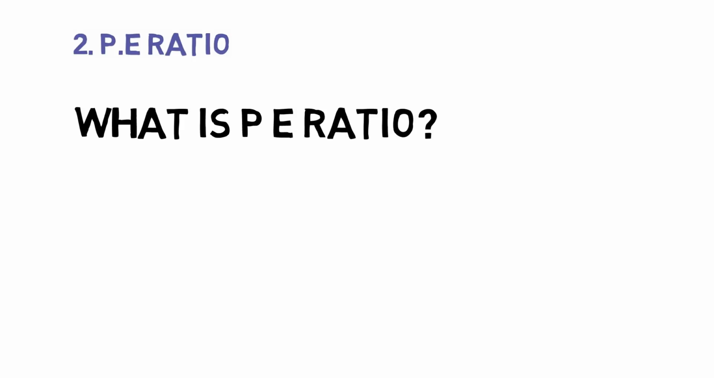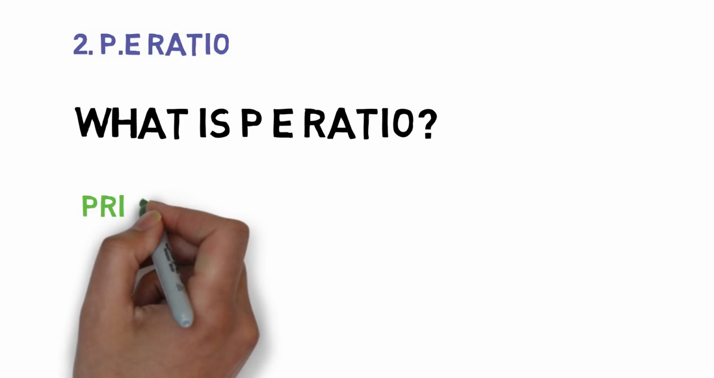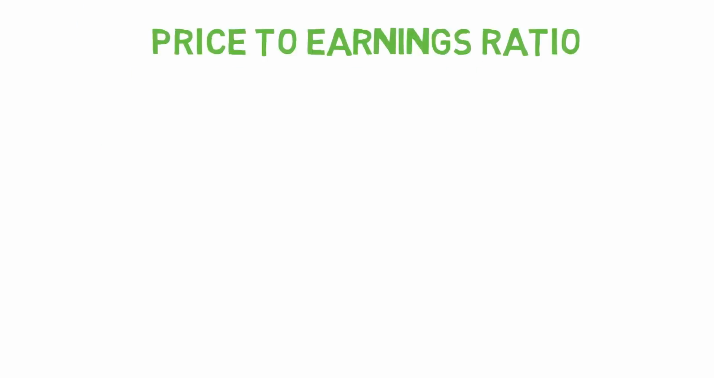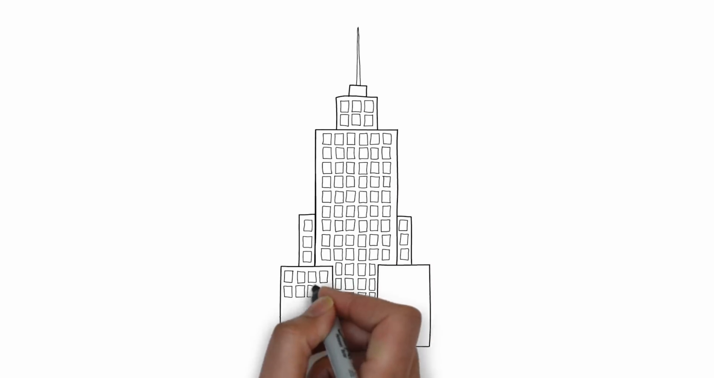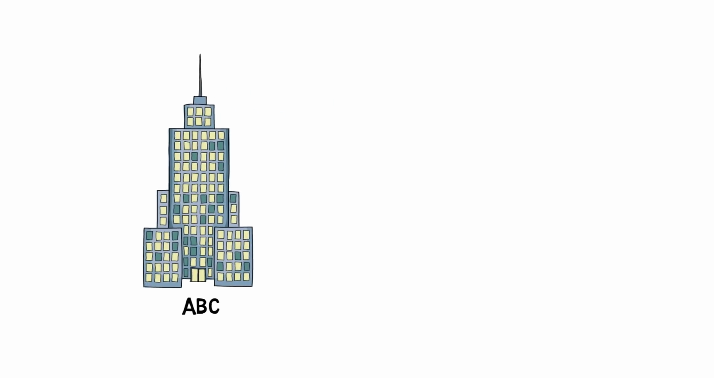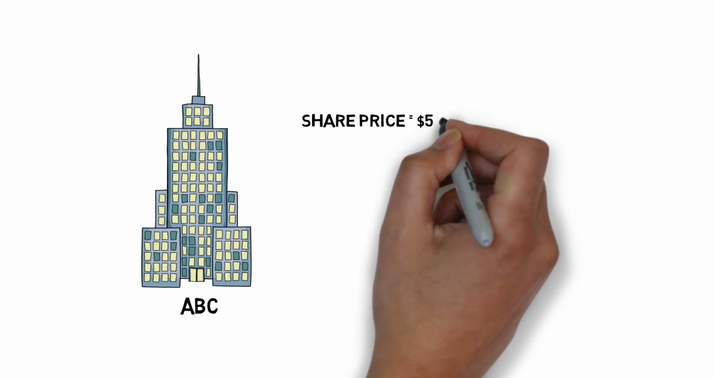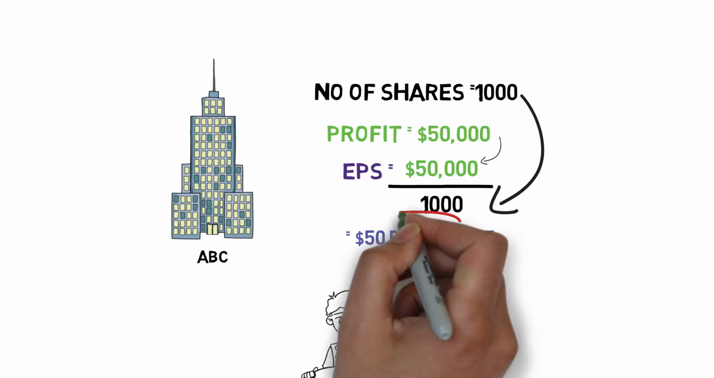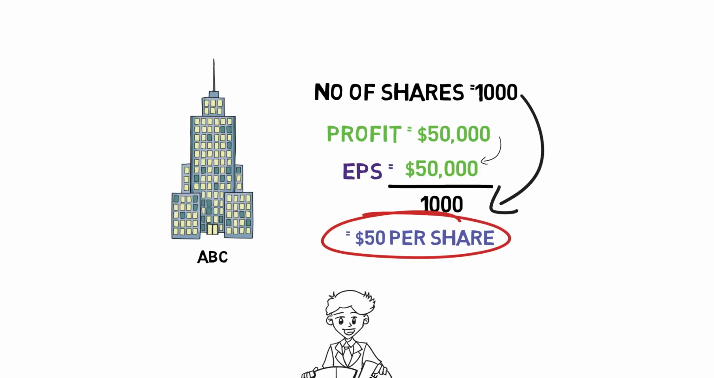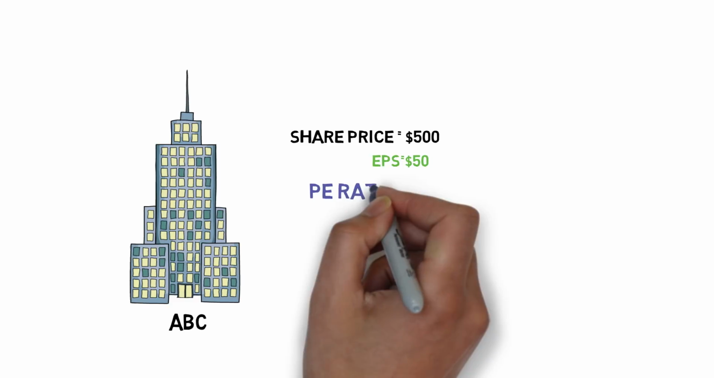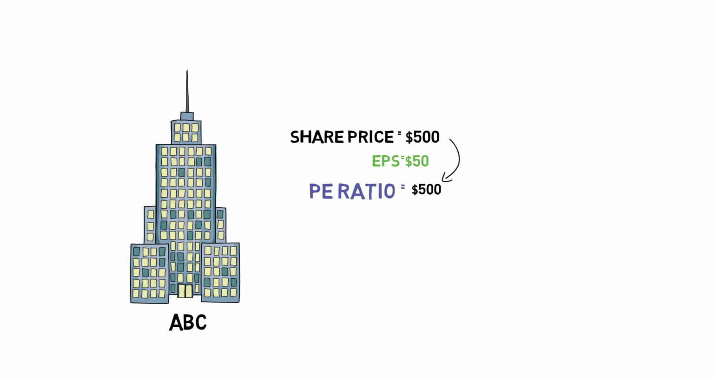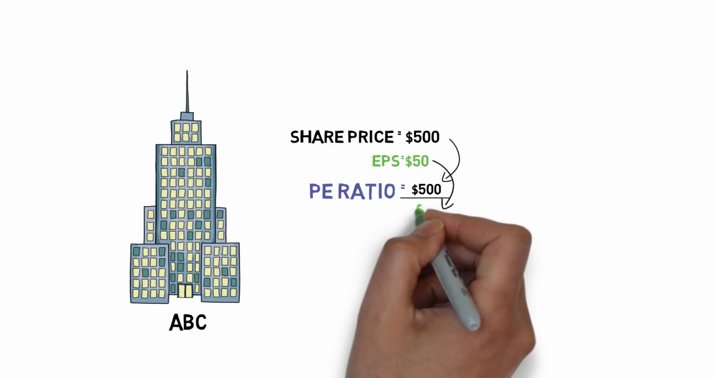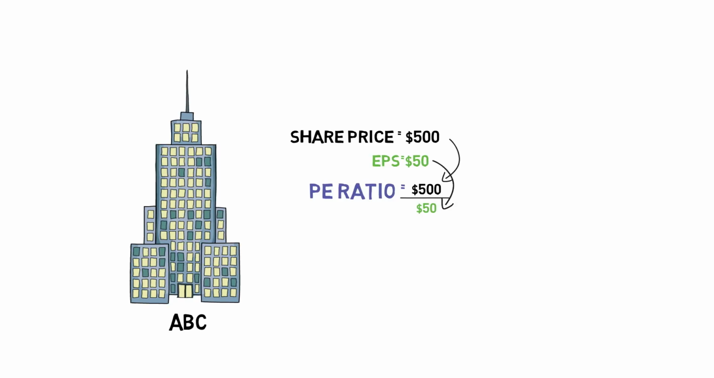Now let's go to the second one. PE ratio. What is PE ratio? PE ratio is the short form for price to earnings ratio. Let's understand this through an example. Imagine that ABC's share is selling at $500. From the previous section, we know that the EPS of ABC is $50. PE ratio is just the price, which is $500, divided by the EPS, which is $50. So the PE ratio of ABC is 10.